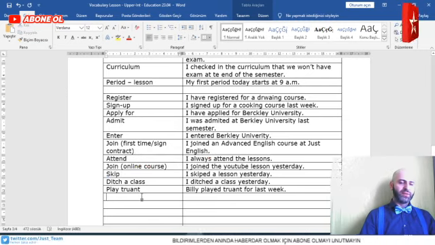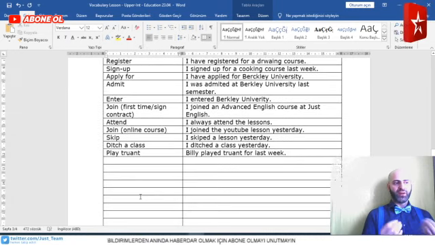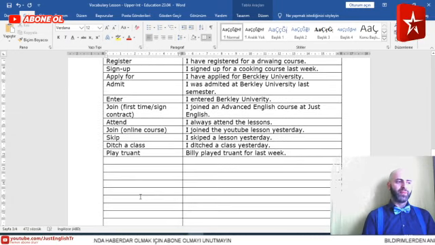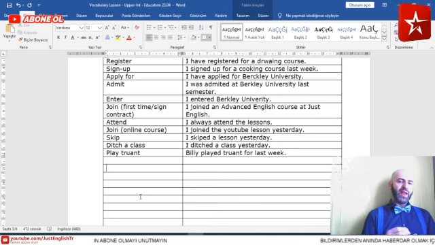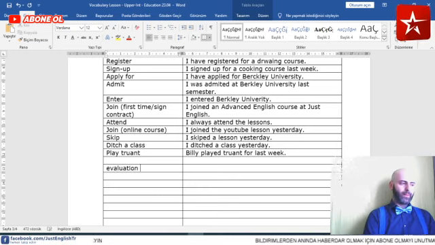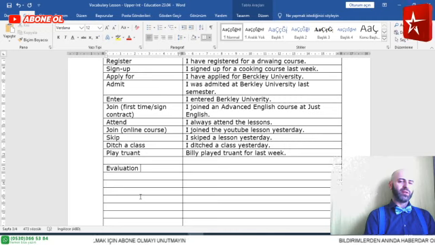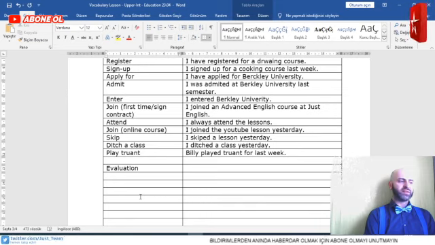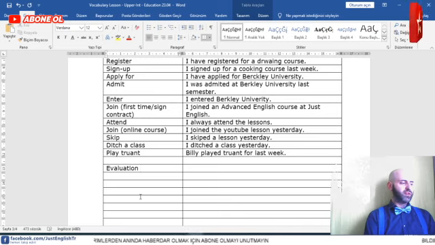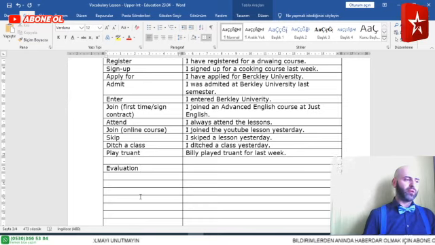Next thing that we need to learn is about finishing the course. When we finish the course, we have evaluation. Ditch, skip, playing truant, all of them have the same meaning. There is no difference between them. You can use them in the same sentence. Yes, when you finish university or school, we can say graduate, of course. Graduate from, you need the preposition from.